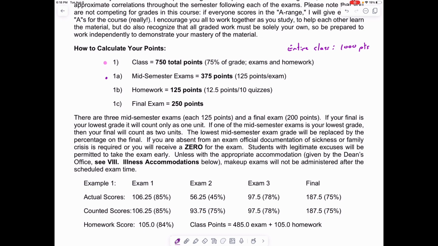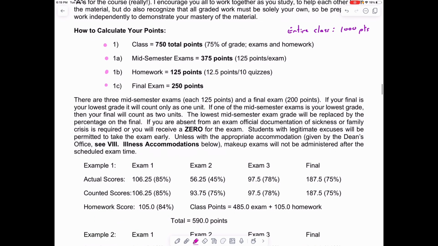So that 750 is split into 3 different aspects. There are our mid-semester exams. Each is 125 points, so we got like 375 there. We have 10 quizzes, so that's 125 points. Each one is 12.5 points a pop. And then we have our final exam, which is 250 points. And so that gives us our 750 total points.